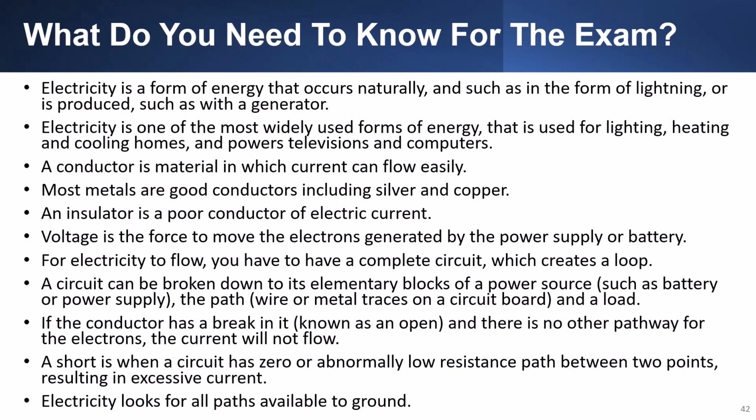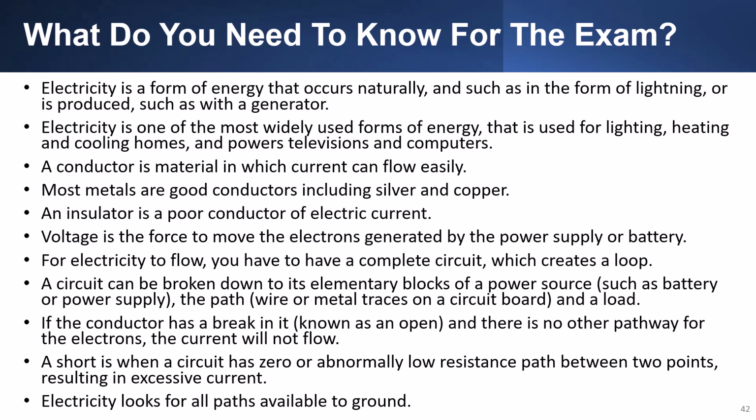An insulator is a poor conductor of electric current. Voltage is the force to move the electrons generated by the power supply or battery. For electricity to flow, you have to have a complete circuit, which creates a loop. A circuit can be broken down to its elementary blocks of power sources, such as battery or power supply, the path, such as wires or metal traces on a circuit board, and a load.